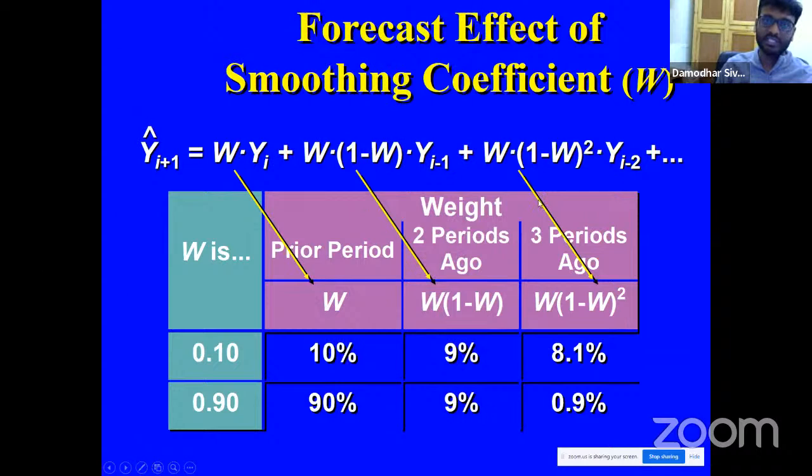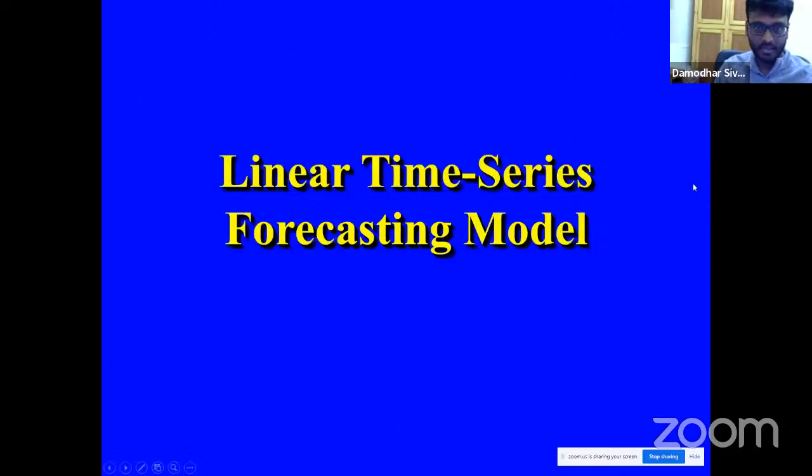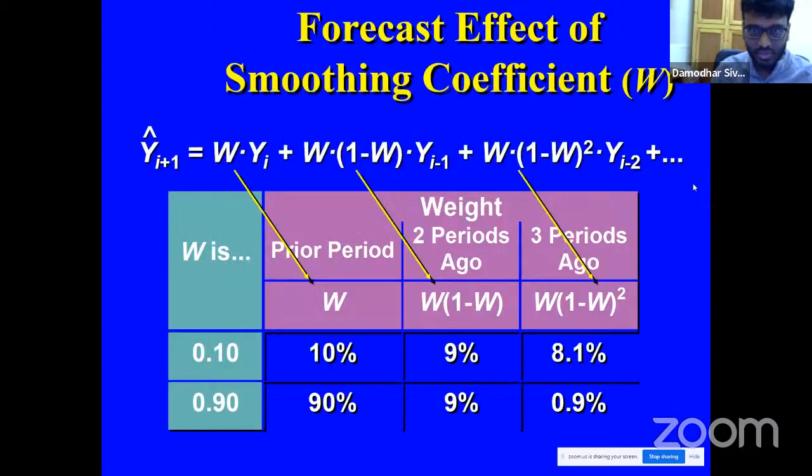If you try to increase the series, the weight will keep on decreasing. Here it is 0.2, then 0.2 into 0.8, it will decrease still. Then 0.2 into 0.8 square, still it will decrease. That means the most recent value will have more weightage. If you go to past values, the weightage will be decreasing. So this is about our forecasting techniques, mainly the basic forecasting techniques.